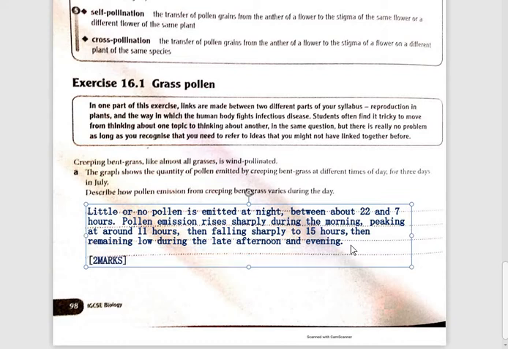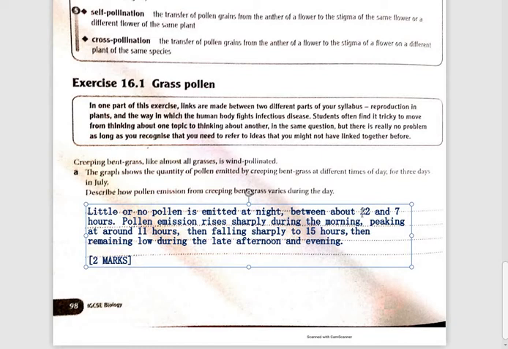Yeah, this is about like a 2 marks question actually. Because the first one they're asking about the pollen grain emission during the night and during the daytime. So you say there's little or no pollen emitted at night, and then you say about the time.